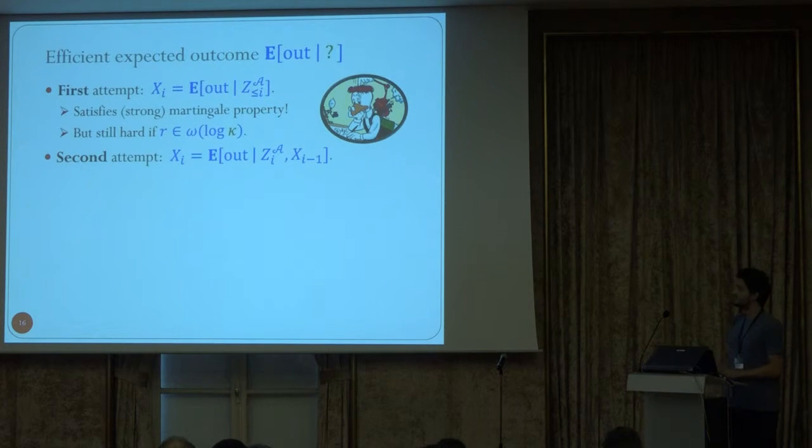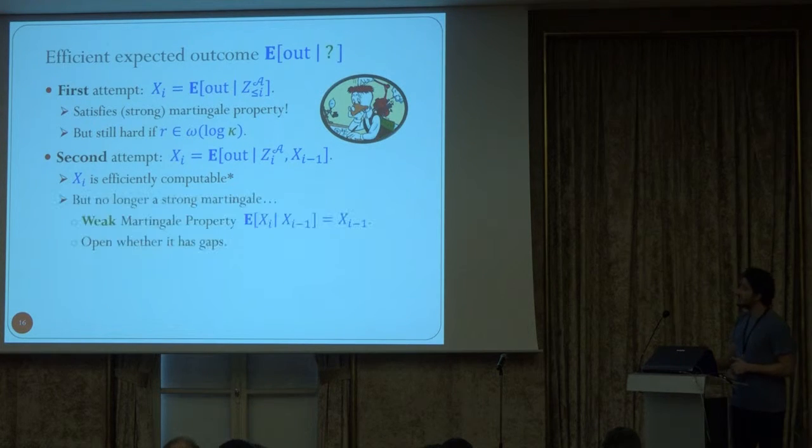We define the expected outcome sequence to be the expectation of the output given the new backup that we observe, as well as the expected outcome at the previous round. The good thing about this sequence is that now it's efficiently computable because we can control the size of its support. Actually, we need to do some discretization, but it's not that important to talk about that now. So this thing is efficiently computable, but now we run into a different obstacle: it's no longer a strong martingale. Now this sequence satisfies the weak martingale property, which states that the expectation of xi conditional on the previous value, and only the previous value, is equal to xi minus 1. And it is open whether it has gaps.